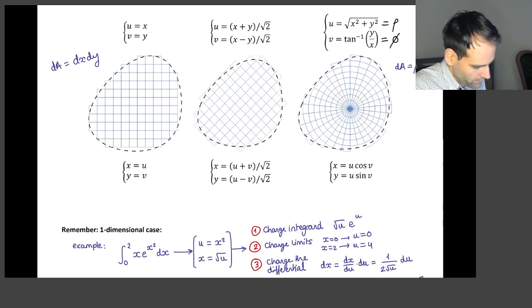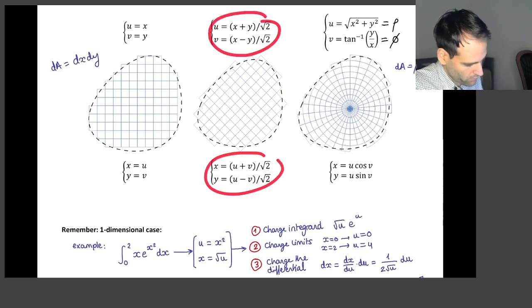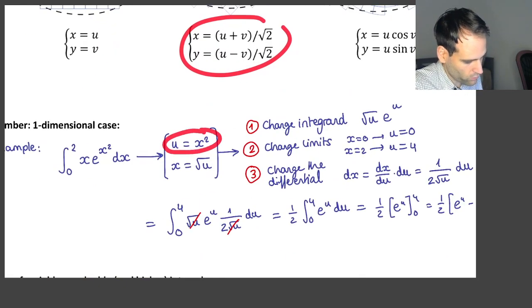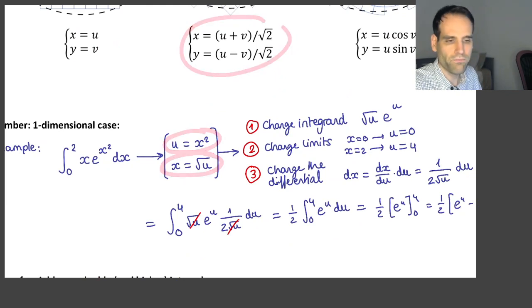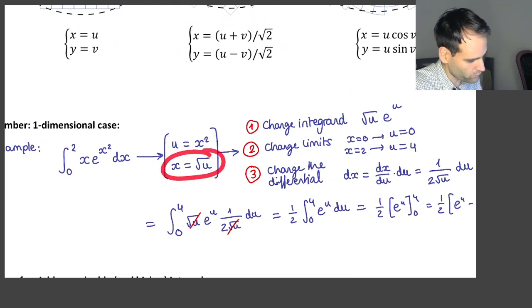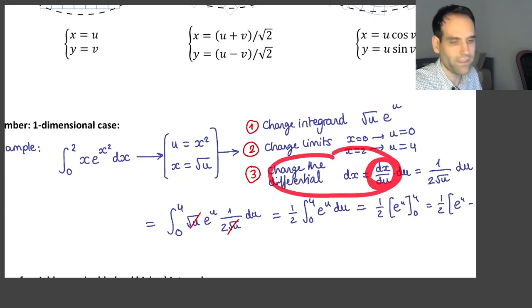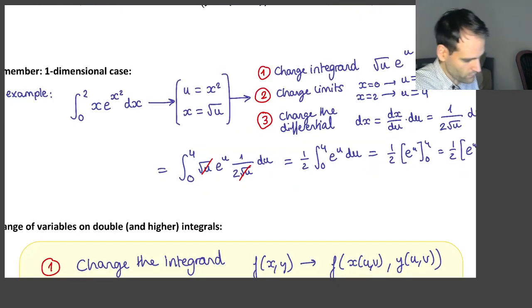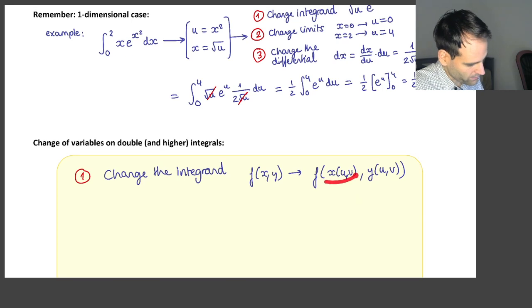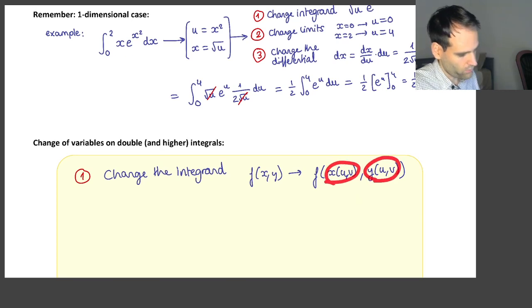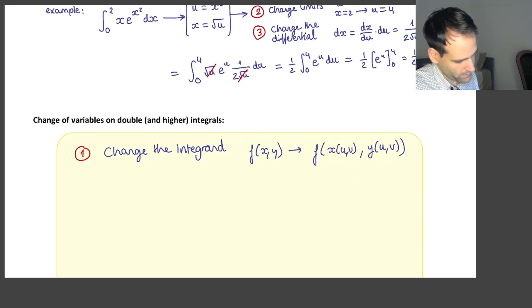Okay? So this is similar to how when you do a change of variables, you also need to find the x as a function of u, because you need this in order to calculate the differential, because you need to do the derivative, right? So you need x as a function of u and v and y as a function of u and v. Perfect. That's step one.